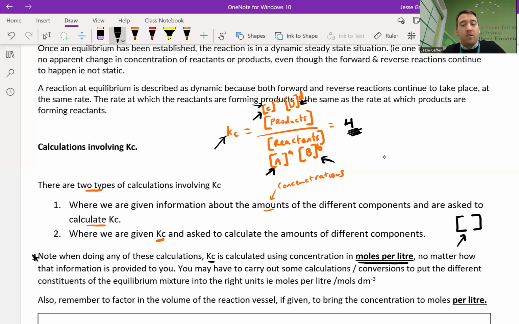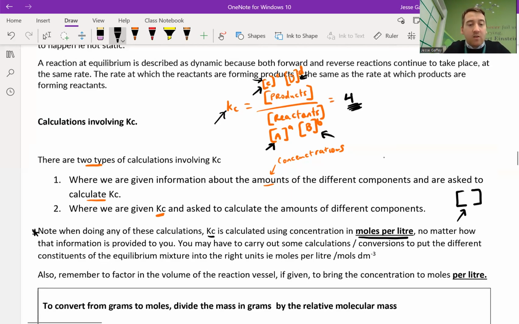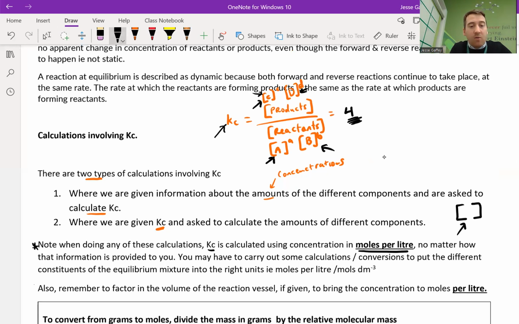Okay, all right. So another thing that is also important: remember to factor in the volume of the reaction vessel. If you're told that you put 10 moles of A into a container, but that container was 10 liters, then we don't put 10 in for A, because that's a total of 10, but that's in a 10-liter container. So that, of course, will be 10 moles in a 10-liter container, which is equivalent to 1 mole per 1 liter.